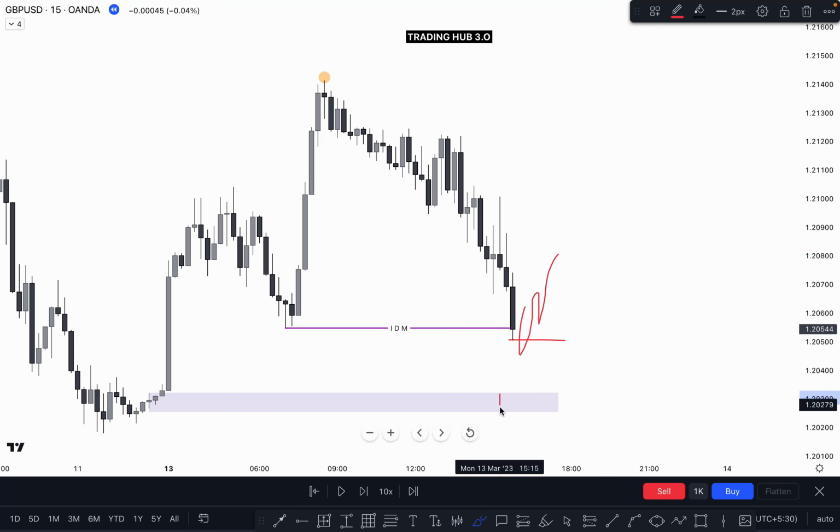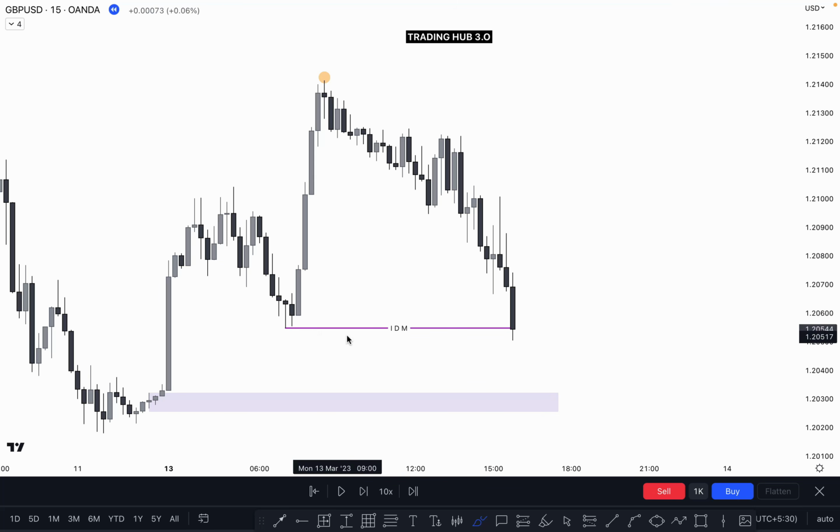You don't need to wait for it to mitigate this order block. Why? Because the higher time frame order block inducement is taken out, and you have to wait for a single candle order block in a higher time frame. Then you can also buy here. This is an additional confirmation for the buy. Okay, so let's see what happened next here.